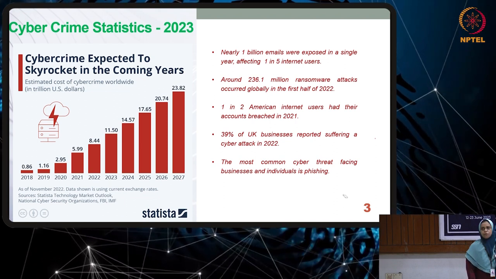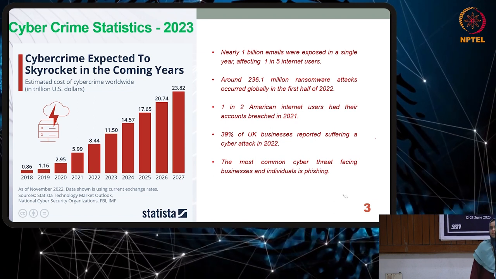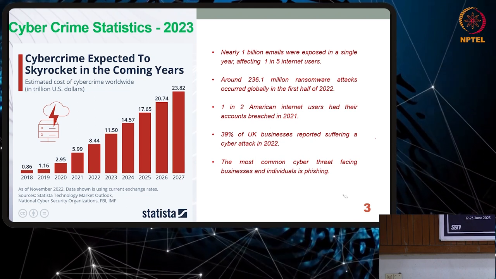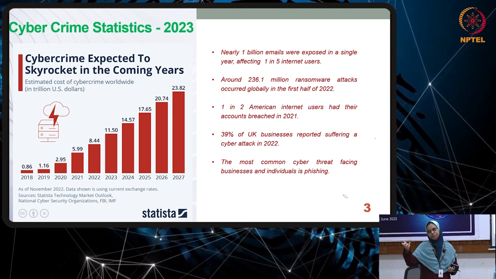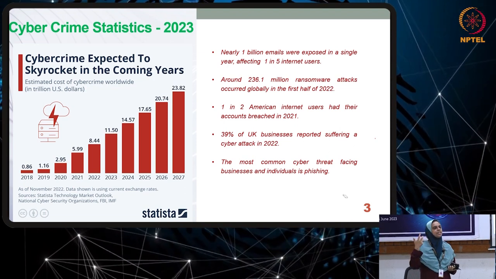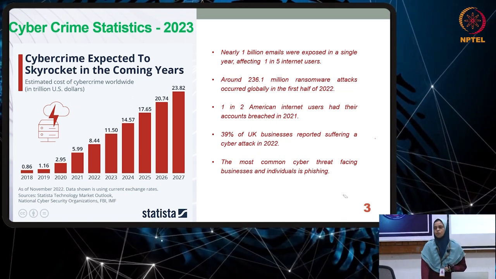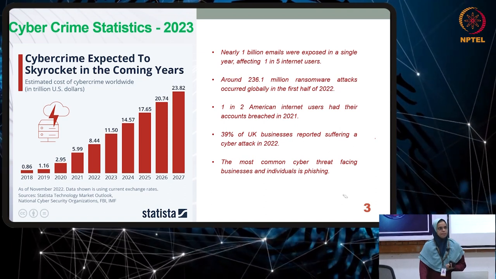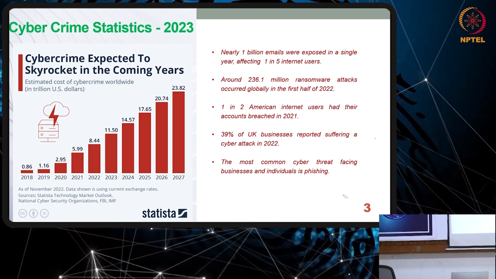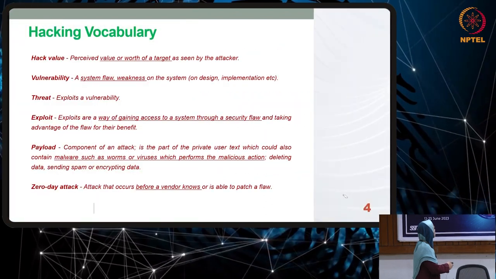And one of the most important statistics is that the most common cyber threat facing businesses and individuals is phishing. Have you heard about this term, phishing? What is phishing? You try to create a fake link and try to attract the victim. He assumes that this is a legitimate link, clicks that particular link, and all his credentials are hijacked. So that is called phishing. Phishing is one of the most important types of cyber crime, and it is happening widely all over the world. Are you able to understand the basic terms? What is phishing? What is ransomware? So we will quickly move to the vocabulary.